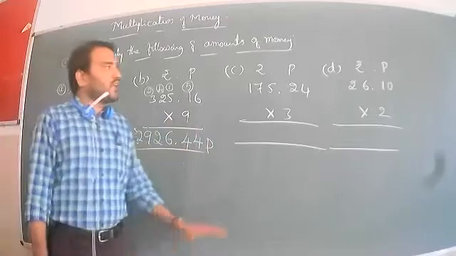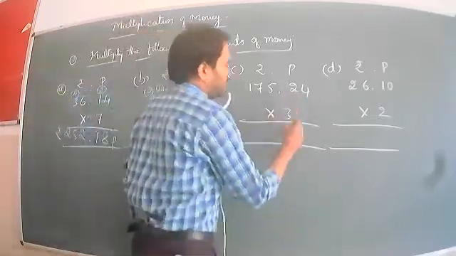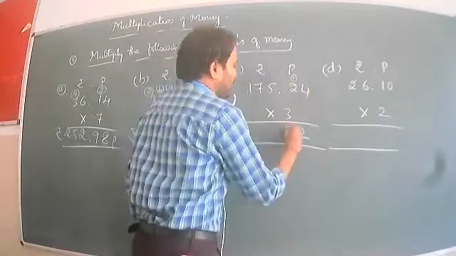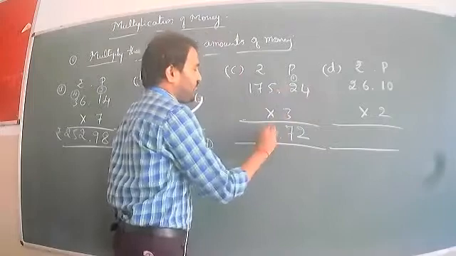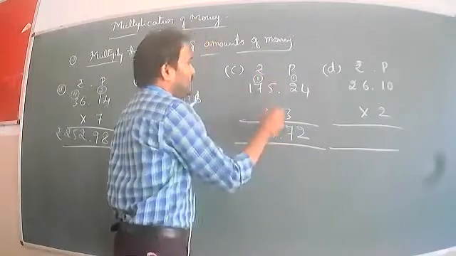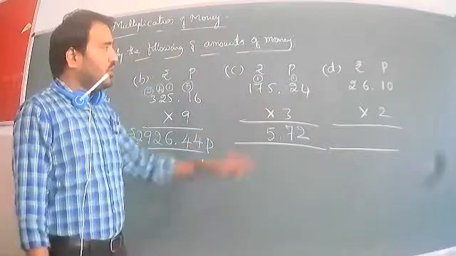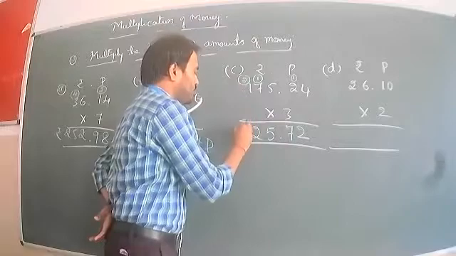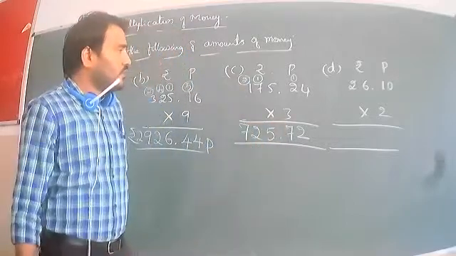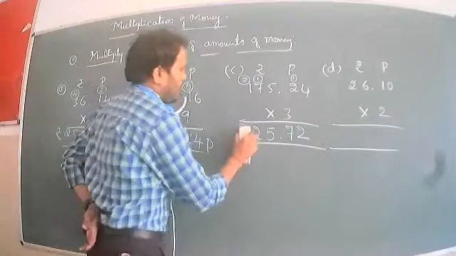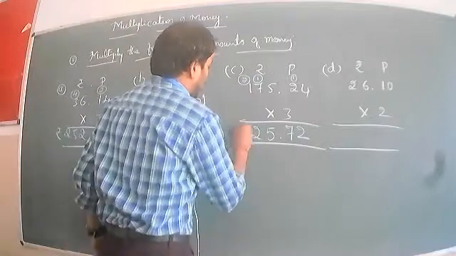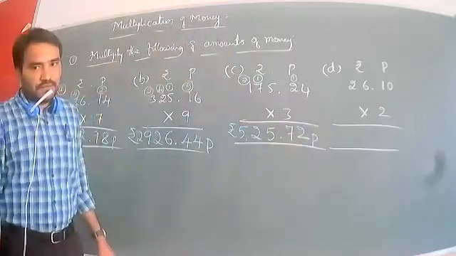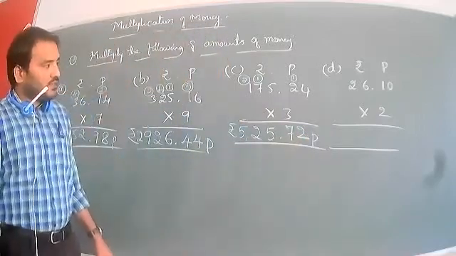Now the third question. 3 fours are 12, 1 carry. 3 twos are 6, 6 plus 1 is 7, no carry. 3 fives are 15, 1 carry. 3 sevens are 21, 21 plus 1 is 22, 2 carry. 3 ones are 3, 3 plus 2 is 5. 525 rupees 72 paisa.